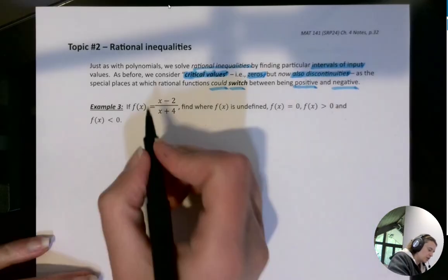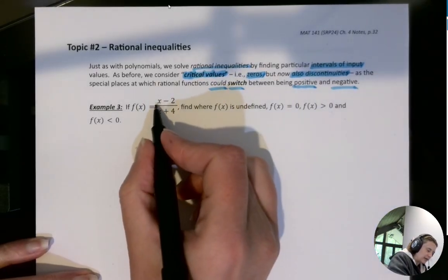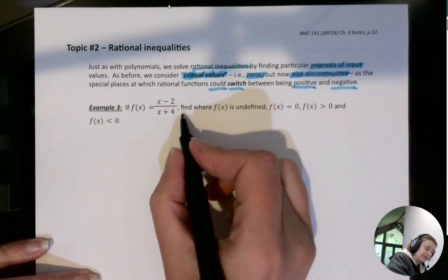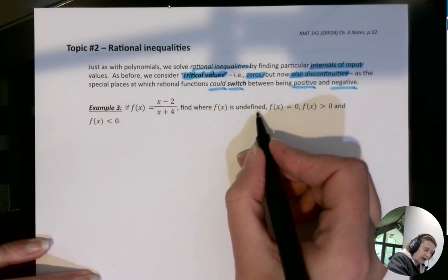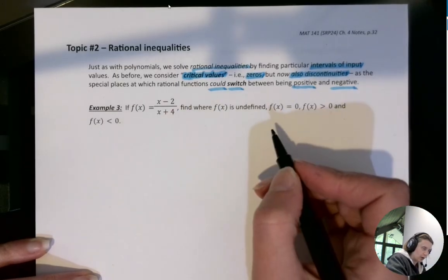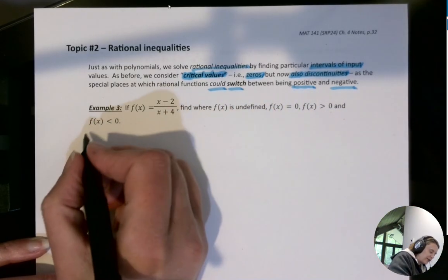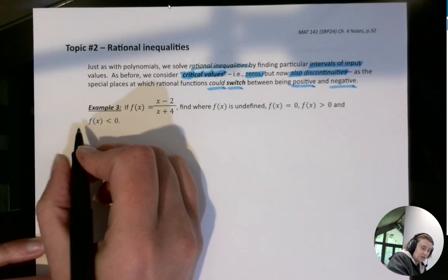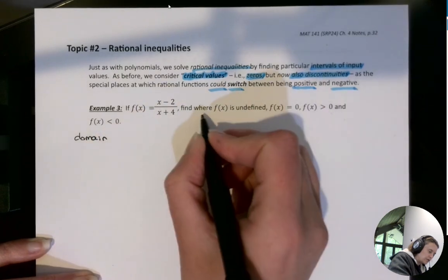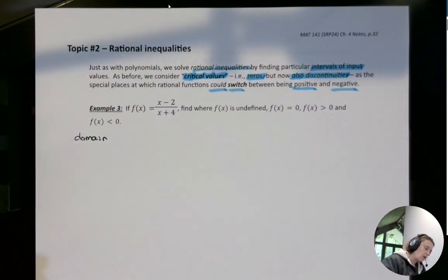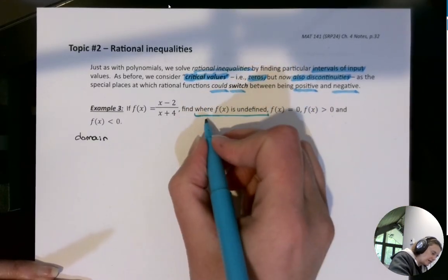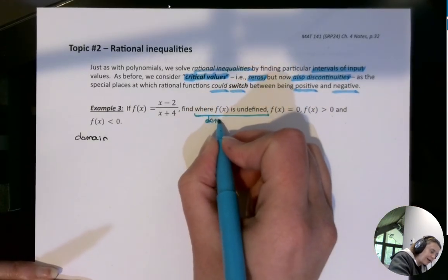All right, so here's our function, f of x equals x minus 2 over x plus 4. And we want to find where f of x is undefined, where it's equal to 0, where it's greater than 0, and where it's less than 0. All right, so undefined, this is a matter of finding the domain. So I'm just going to make a note of this right here. If it's asking me where f of x is undefined, that's another way of asking me what is the domain.